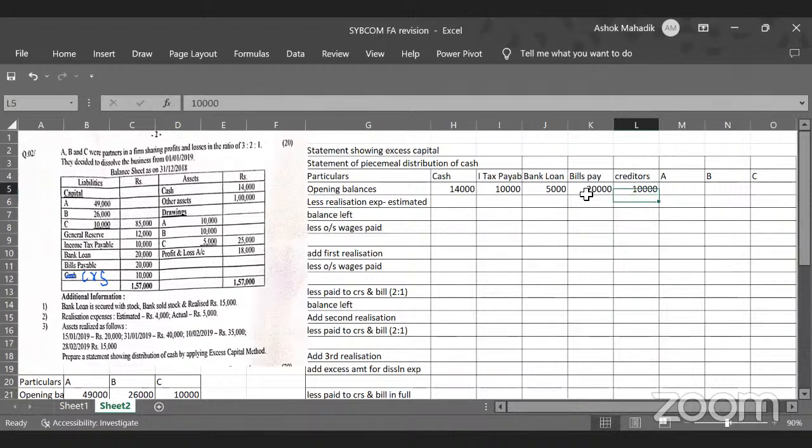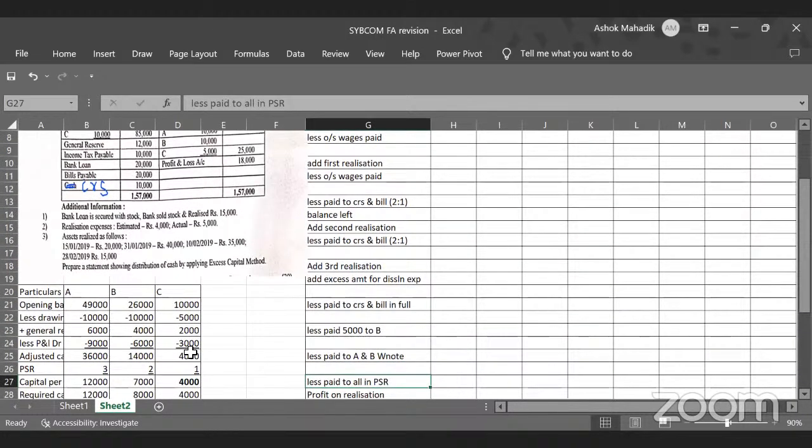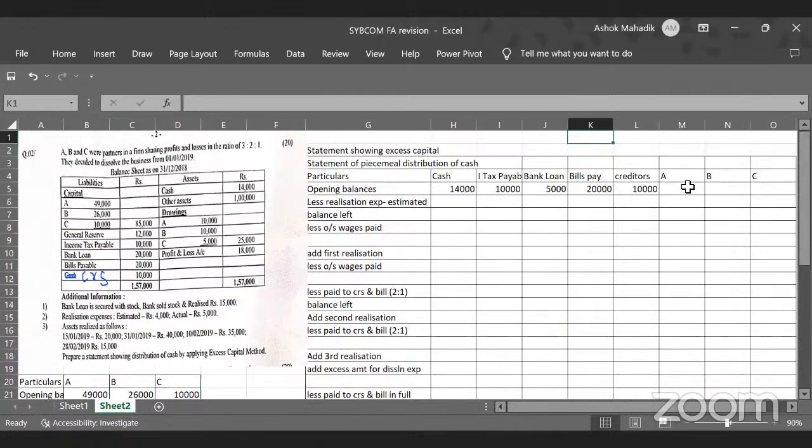Okay. Then ABC का adjusted capital. We can take opening capital given in this. हम लोग को adjusted capital लेना होता है. It is 36, 14 and 4. 36, 14, 4. Okay, so we are ready to go. All the balances. चलो जाते हैं आगे.